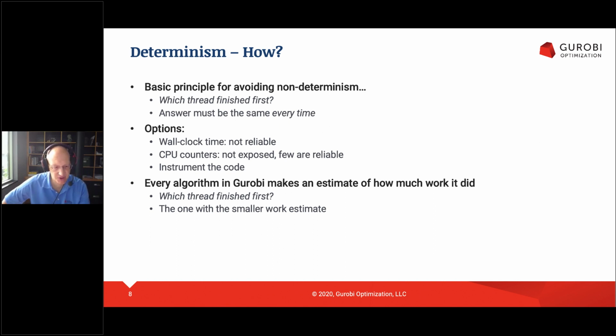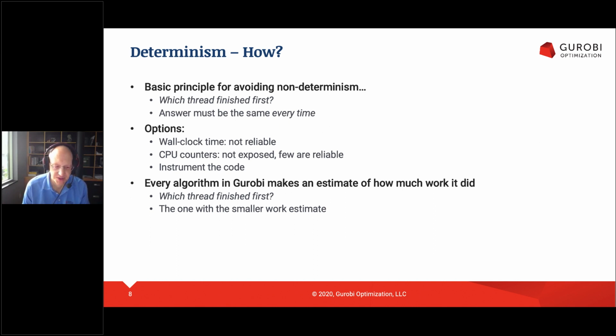And how do you decide which one finished first? Well, wall clock time is the obvious choice, which one actually finished first. But because of subtle variations in speed, and maybe one of the cores was interrupted to do something else briefly, you can't actually rely on the order being the same every time you run the code. So just using wall clock time doesn't give you determinism.